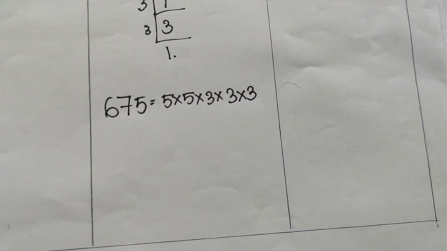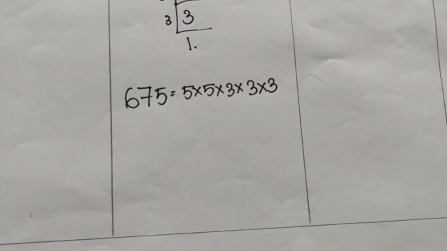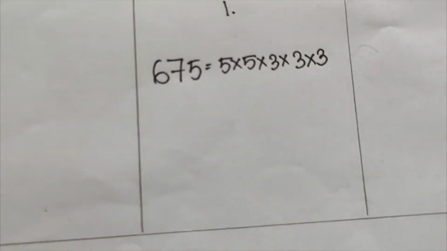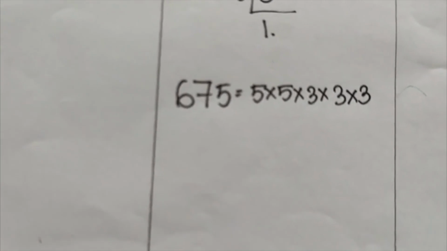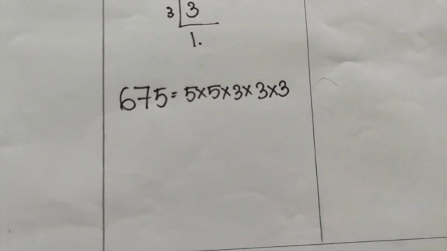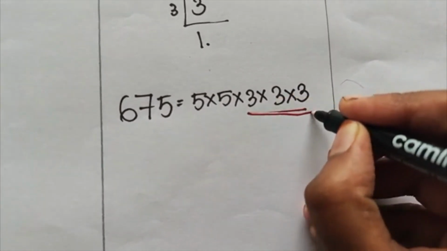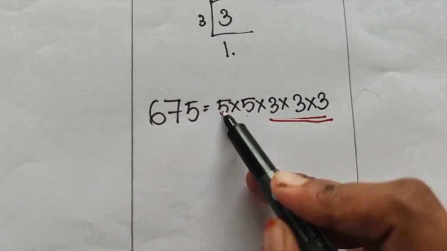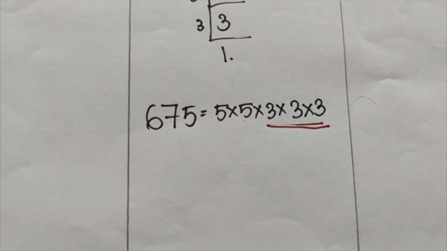So in order to find whether the given number is a perfect cube or not, we need to arrange these numbers in the form of triplets. So first let's arrange this in the form of triplets. Here we have 5 into 5, which is not a triplet. But look at this one, 3 into 3 into 3. This is a triplet. Which number doesn't have a triplet here? 5 into 5. So let's find how we can change it to a triplet.